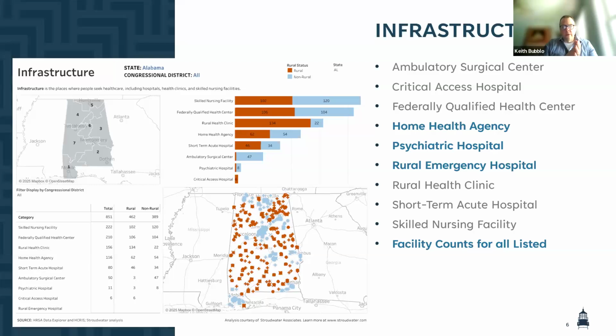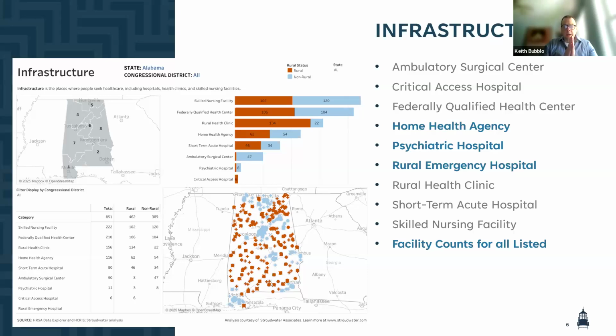So the infrastructure is going to look at your state. Each state has its own tab or own drop down there in the upper right-hand corner. You'll get your congressional district map up in the upper left-hand corner, which is a filter that you can use. And then the colors here are: the red is your rural and the blue is your non-rural. So it's split out like that.